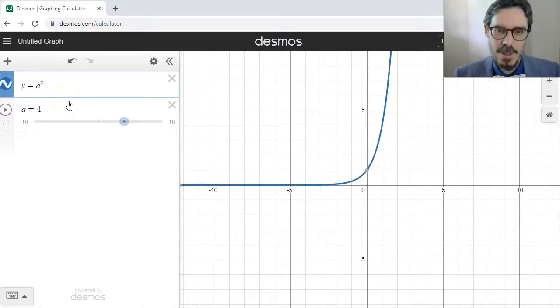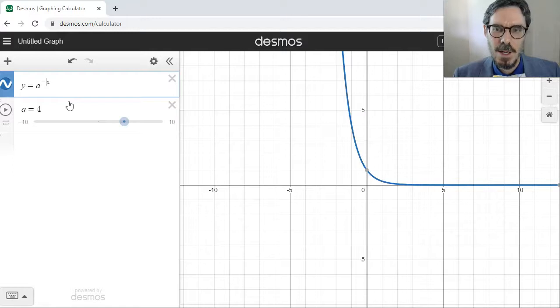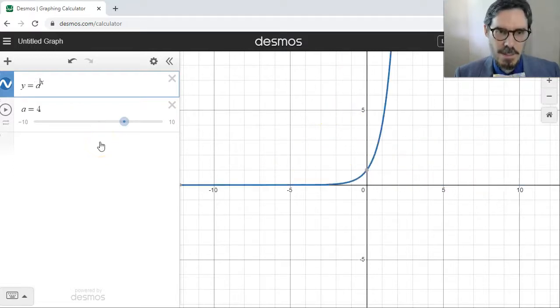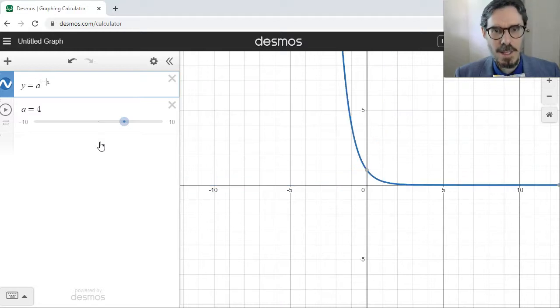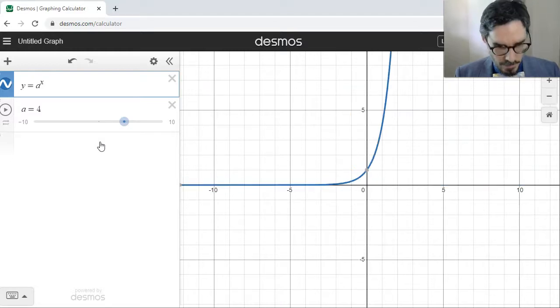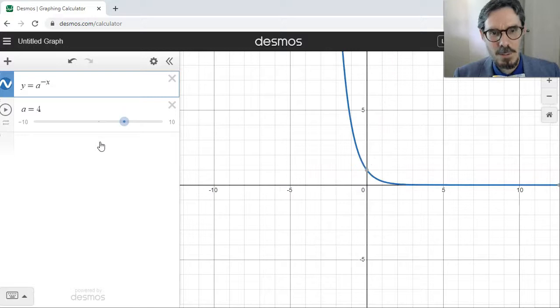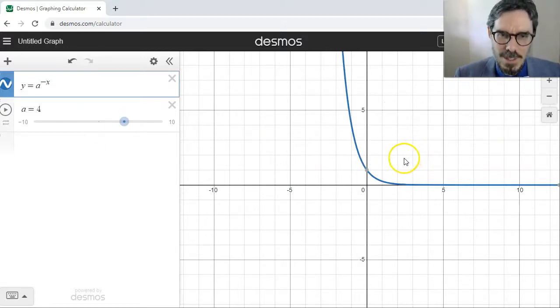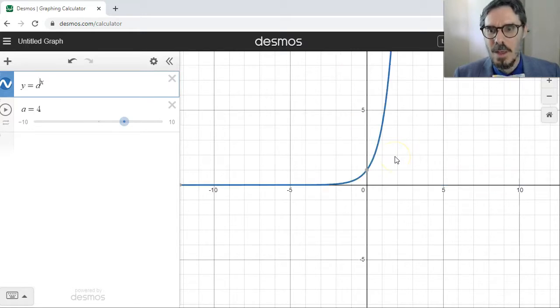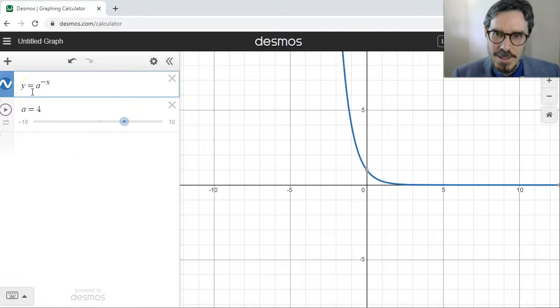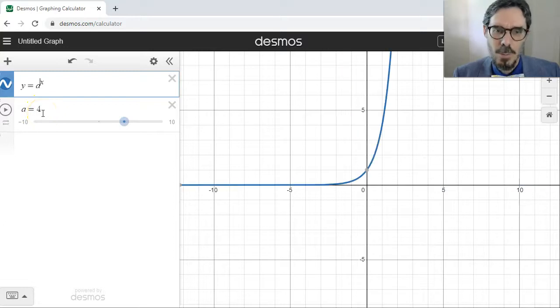If I put a negative sign in front of the x, I've effectively flipped my graph around left to right. Instead of x, I'm looking at negative x. So I've effectively taken whatever x was and looked at the other side of that graph. Now there's something interesting happening here as well. Putting a negative sign in front of the x is exactly the same as having a value of a between 0 and 1. Let me prove that to you.